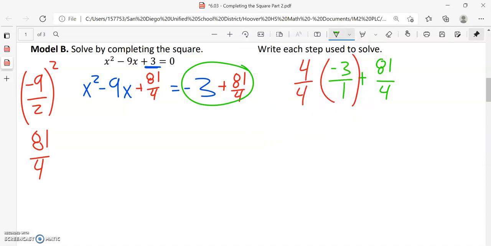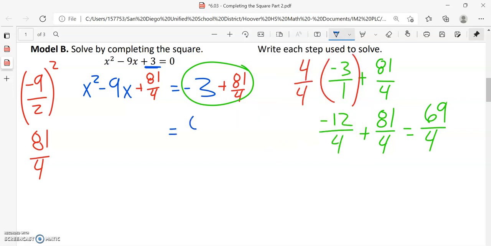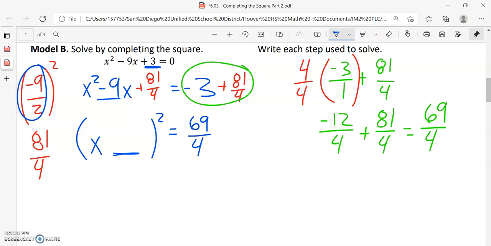Go back to green. 4 times -3 is -12. 4 times 1 is 4. Then 81 is over here. -12 plus 81 equals 69 over 4. So that's what our equation will equal. And we can write our left side as a binomial squared. Remember, this term is always going to be this number in here cut in half. So minus 9 over 2.